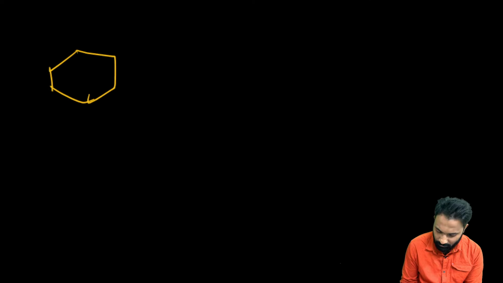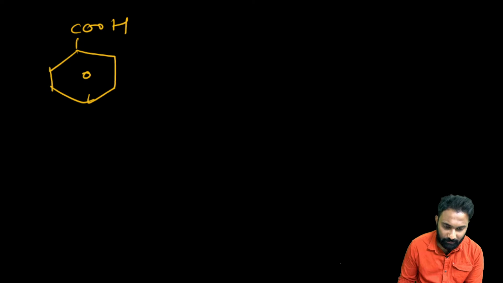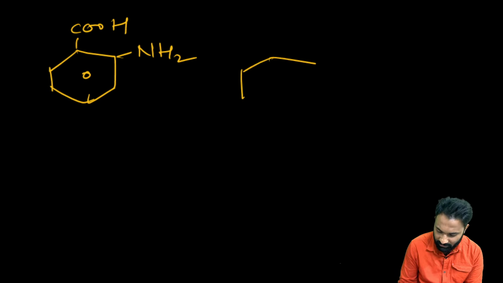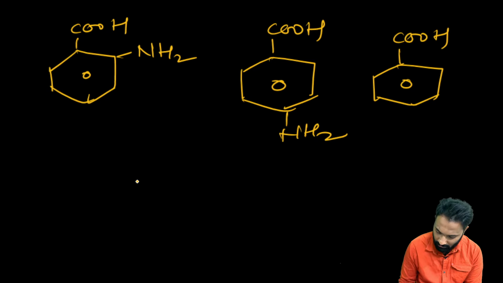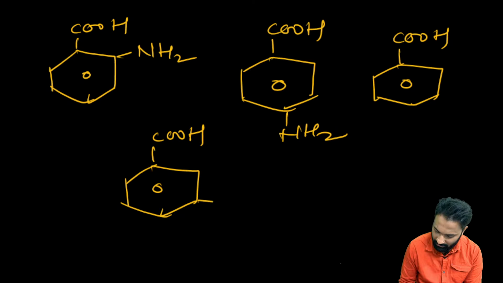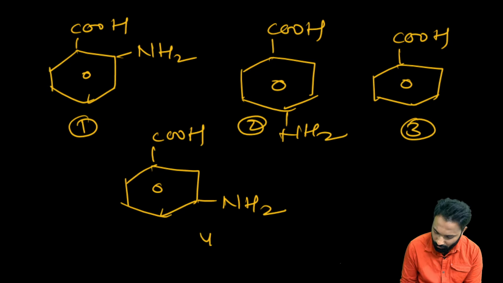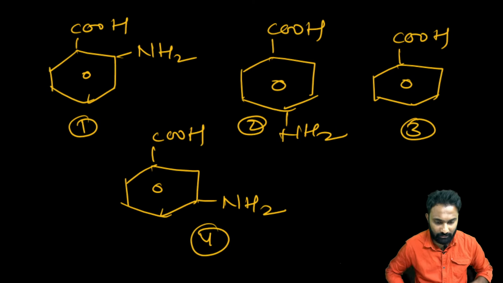Now next one. Suppose for the benzoic acid, any amine group is attached: COOH, and here it is NH2. Now normal benzoic acid, here it is COOH, and here it is the para position. Now among the 1, 2, 3, 4, which is the more acidic order?